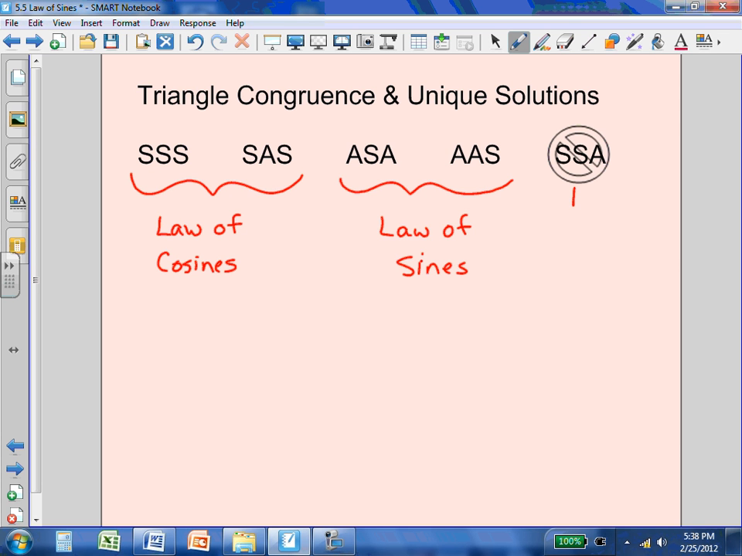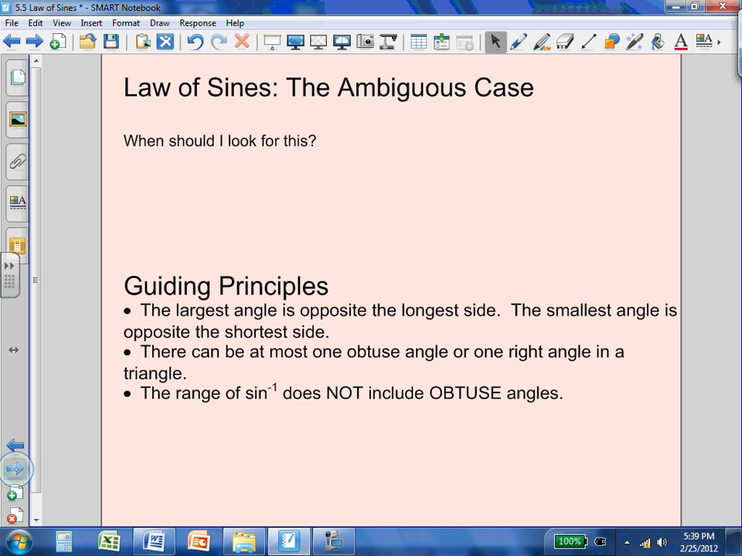We are going to use law of sines on this, but we need to be very aware that it did not prove that two triangles were congruent. Therefore, it does not prove that we have a unique solution. That is, we may have no solutions, we may have one solution, one unique, or we could have two possible triangles, and we'll get into that here in a second. Okay, this whole thing is called the law of sines, the ambiguous case, and we'll get into it probably in the next video, but when should we be looking for something funny to be going on?